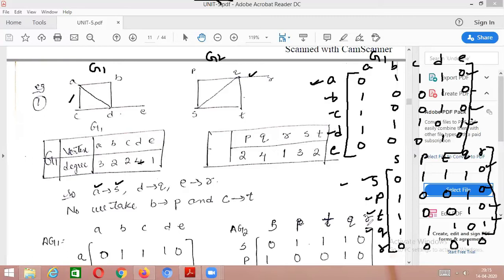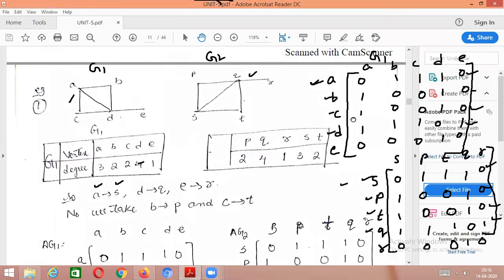Whatever order of vertex degrees you have written in the first graph, according to that order only you have to write in the second graph. So you have to take care of that. Now you see these two are the same adjacency matrices. If they are not the same adjacency matrix, they are not isomorphic. In this case the two matrices are the same, their degree sequences are the same and the adjacency matrices are also the same.